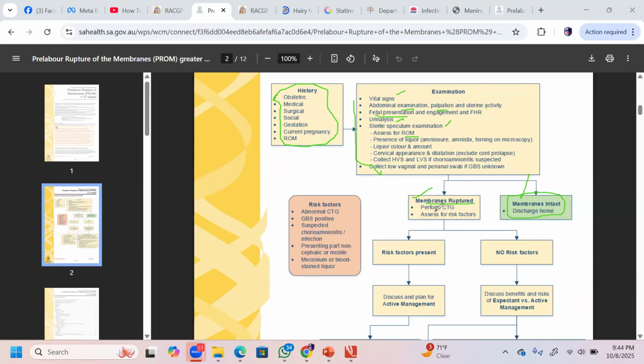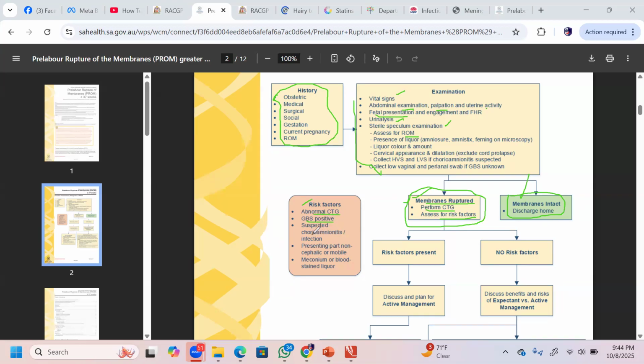So you will perform CTG, cardiotocography, and assess for risk factors. What are the risk factors you have to assess in this patient presenting with membrane rupture? So these are the risk factors. Abnormal CTG is a risk factor. GBS is positive, Group B streptococcus is positive.